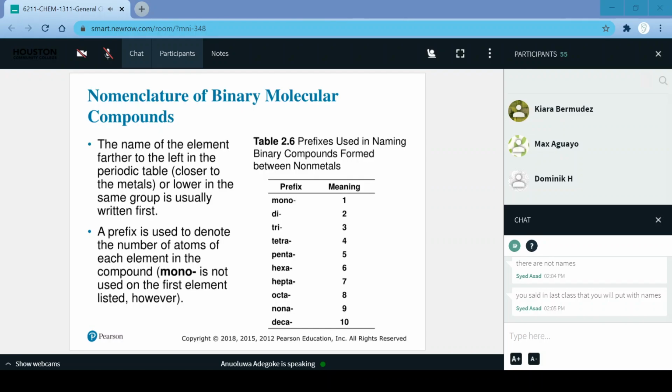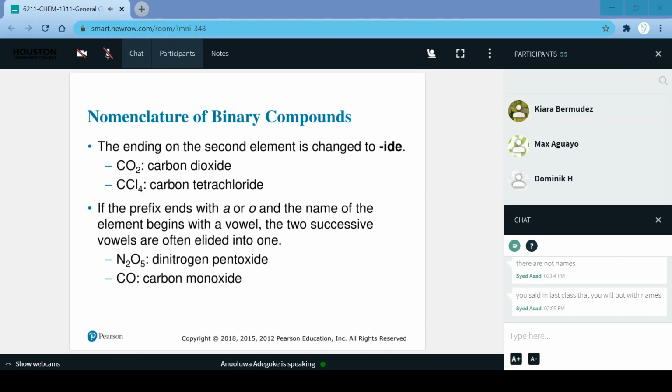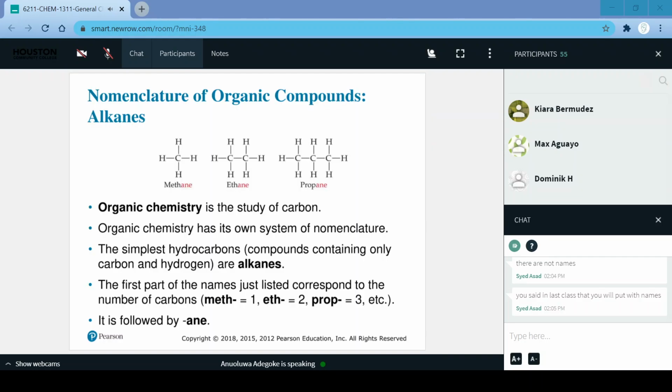So we basically need to know how to name the ions. When you remember how to name the ions, you will basically remember how to name the acids.